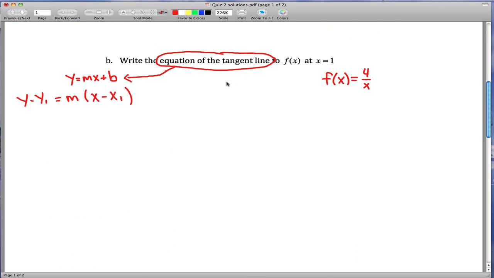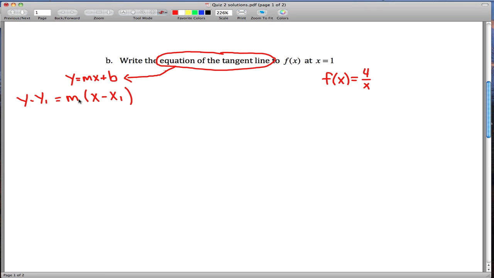We're asked to write the equation of the tangent line to f of x at x equals 1. I rewrote f of x down here just so we'd have it handy. The equation of the tangent line will look something like this. We need to figure out what m is and what b is. And usually the easiest way, or one way to get it into this form, is by using what's called point-slope form, which I wrote over here.